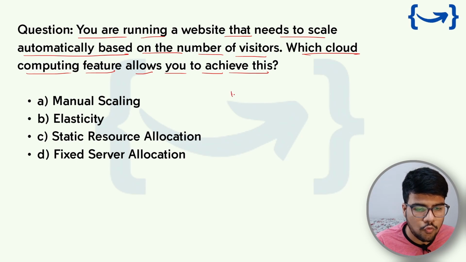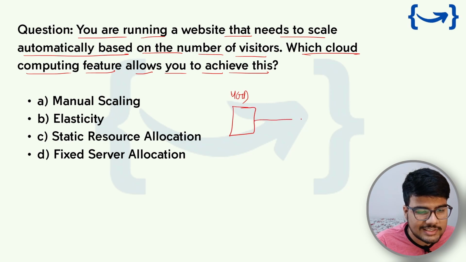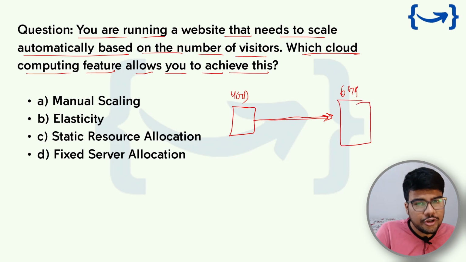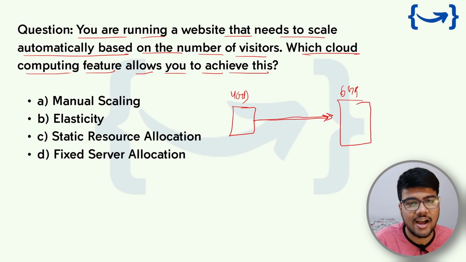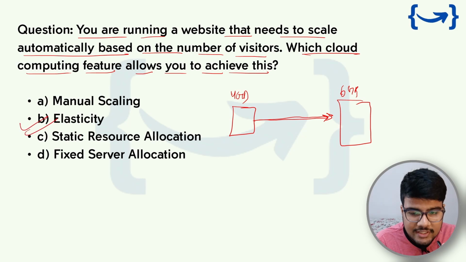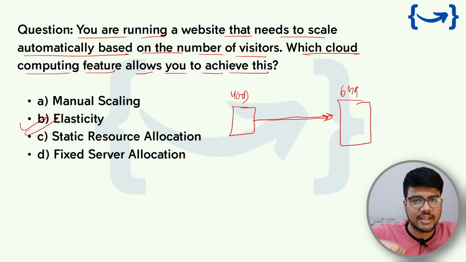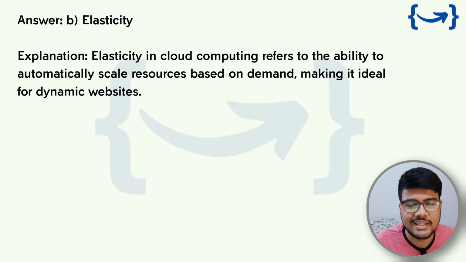Let's say you have a 4 GB RAM server here and you are scaling to a 6 GB RAM server. So what is it? Don't you think it's contracting or elasticating something? Yes, I hope you got the point. Elasticity. Elasticity is the keyword, which itself means you are stretching something. That's the same thing I'm doing here, and the right option would be elasticity.